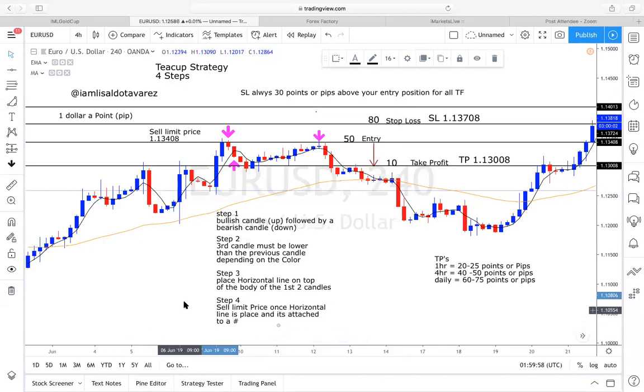So the sell limit price is, once the horizontal line is placed, attached to a number. That number is your sell limit price. So basically matching the first or second candle to the third. No, you're matching the third candle to the first or second. You got it opposite, Tommy.